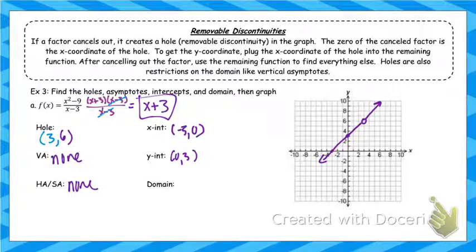Domain. So domain, we always exclude vertical asymptotes. We also exclude holes. So the domain here would be negative infinity to 3 union 3 to infinity.